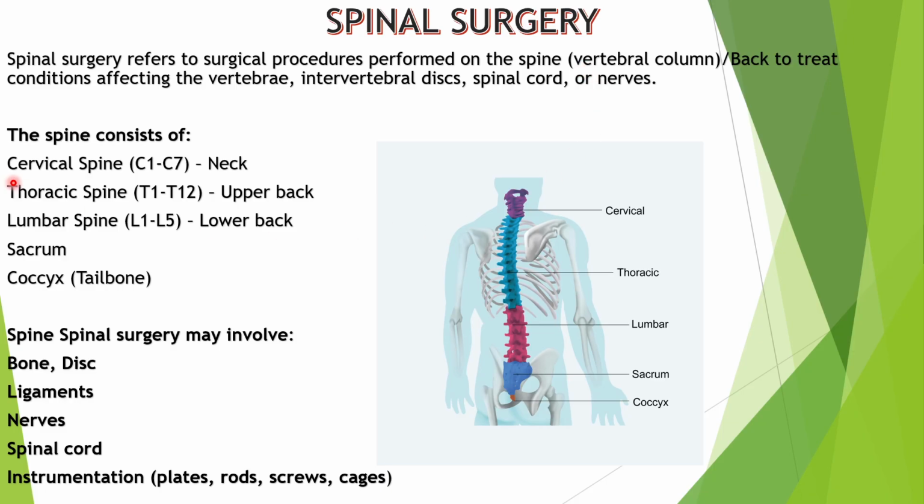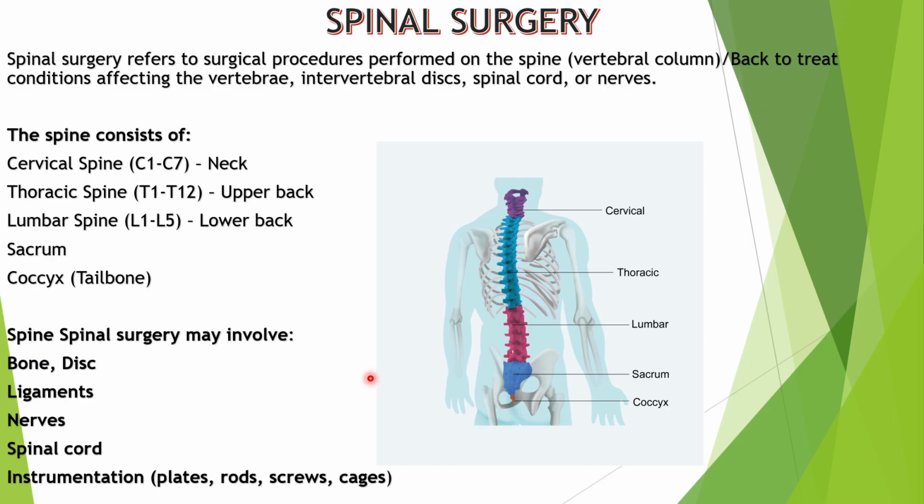So this is a spine. This spine consists of several regions you can see here. That is the cervical region, thoracic region, lumbar region, sacrum, which is in the pelvic area, and coccyx, which is also known as the tailbone. The cervical is in the neck region, thoracic is in the upper back, and the lumbar is in the lower back. So spinal surgery may involve the bone, disc, ligament, nerve, spinal cord, and instrumentation. We'll see all this in detail.